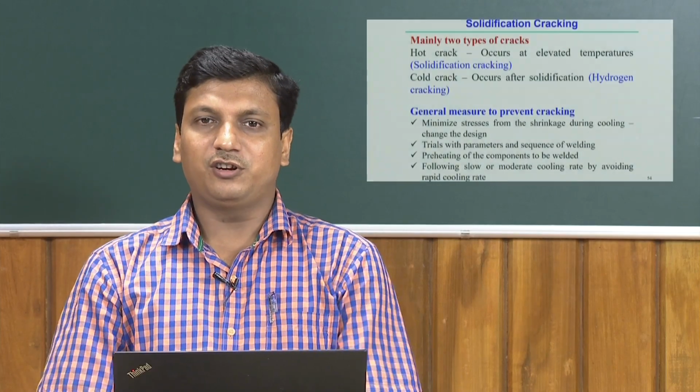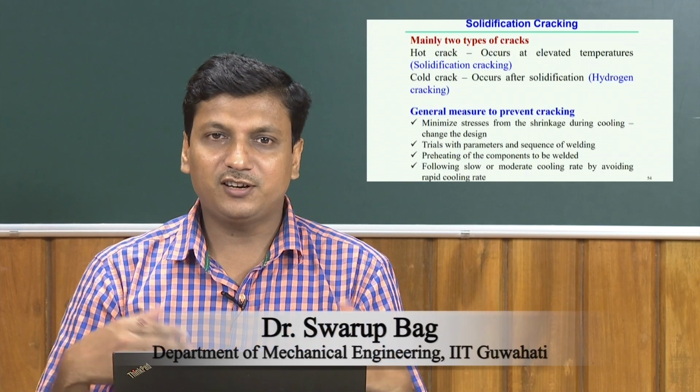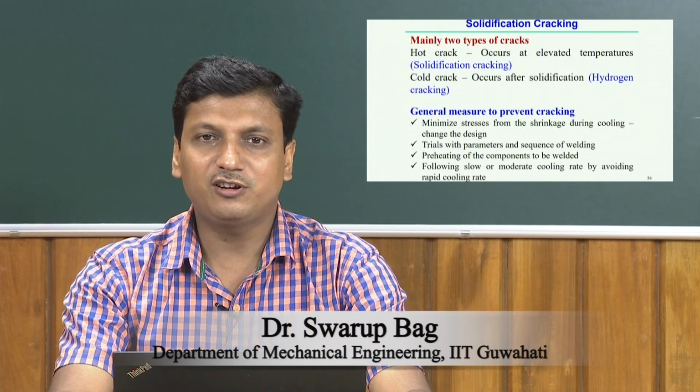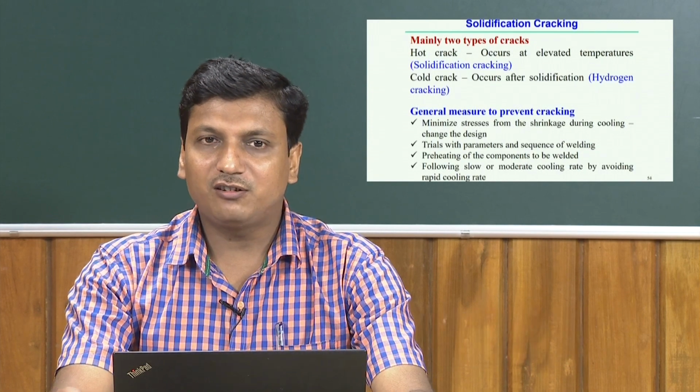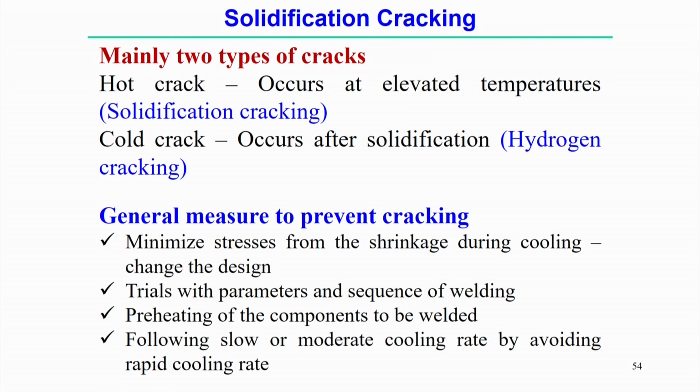So, in solidification cracking, mainly there are two types of cracking we generally observe during the welding process. One is the hot cracking process that occurs at very high temperature, and that is also known as solidification cracking. Another is the cold cracking, or cold crack, that occurs after solidification. Sometimes it is also known as hydrogen cracking.